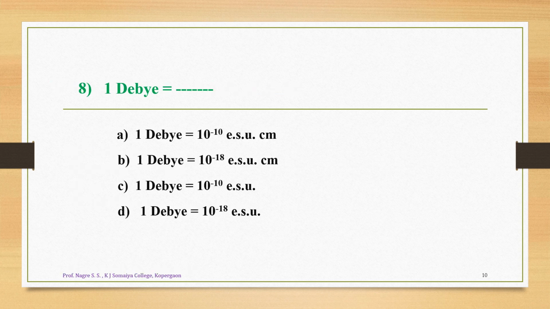The next question is question number 8. 1 debye is equal to, what is the magnitude for 1 debye? The options are: first option is 1 debye is equal to 10 raised to minus 10 ESU centimeter. Second option is 1 debye is equal to 10 raised to minus 18 ESU centimeter. Third option is 1 debye is equal to 10 raised to minus 10 ESU. The correct option for 1 debye is option B, that is 1 debye is equal to 10 raised to minus 18 ESU centimeter.